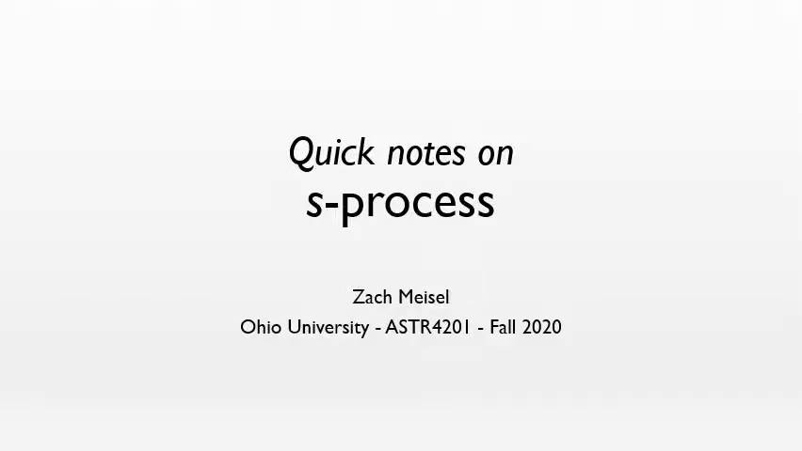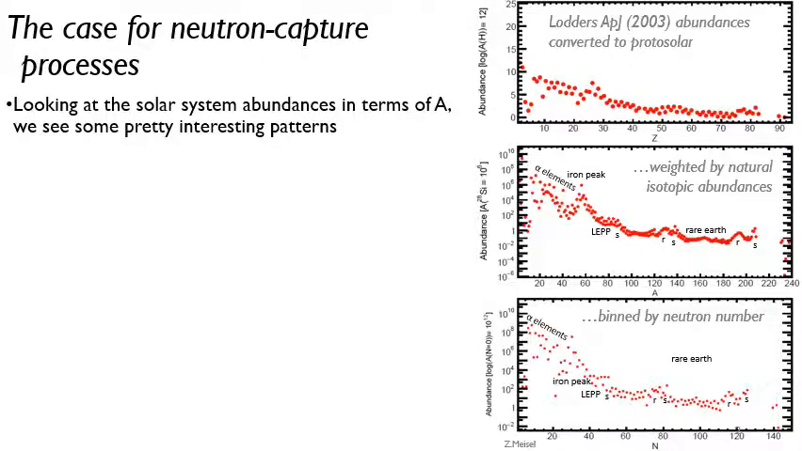Here are some quick notes on the S process to accompany Chapter 7 of To Build a Star. Now, it might not seem clear right at this moment why S process nucleosynthesis is related to late-stage stellar evolution, which is the topic of Chapter 7, but if you don't already know the connection, just trust me that we'll get there. First, let me lay out the case for why neutron capture processes were first suspected to contribute to the chemical abundances in the universe.